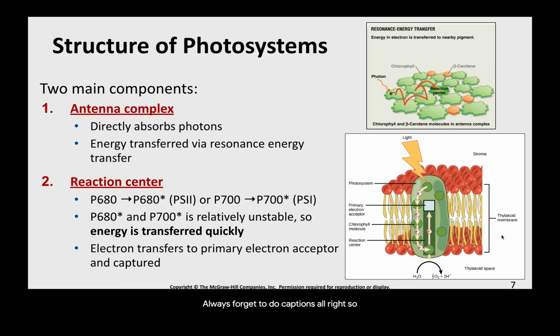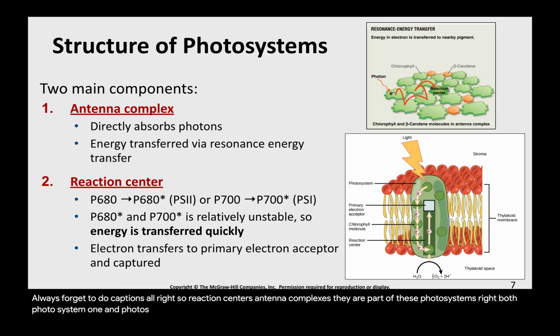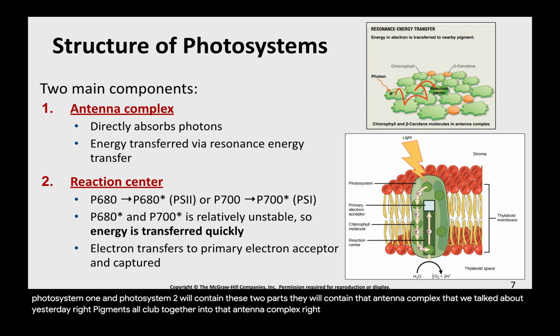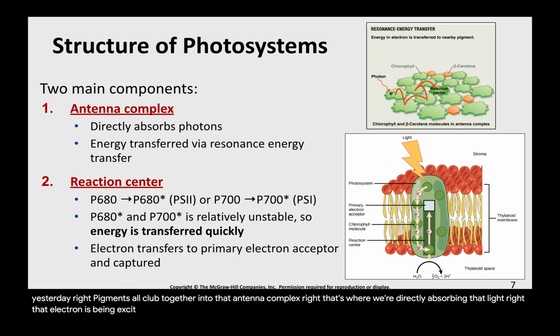All right, so reaction centers and antenna complexes are part of these photosystems. Both photosystem 1 and photosystem 2 will contain these two parts. They will contain that antenna complex that we talked about yesterday, the 200, 300 different pigments all clumped together. That's where we're directly absorbing that light and that electron is being excited. That electron will bounce from pigment to pigment to pigment until it ends up in the reaction center.